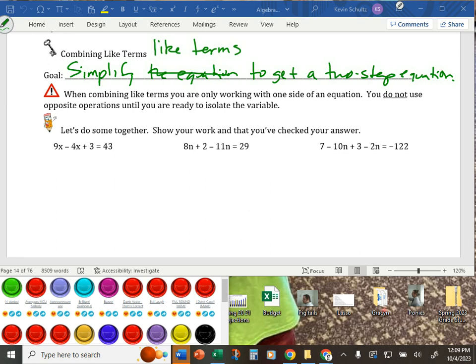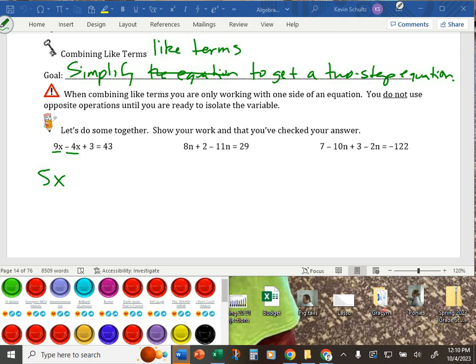And in that first one there, 9x minus 4x plus 3 equals 43, what are the like terms that we can simplify? Think back to PO61. What are the like terms that we can simplify? Josie? 9x and 4x, but remember that subtraction sign belongs to the 4x, right? So it's really 9x minus 4x, which is how many x's? 5. Okay? You have 9 of something, you subtract 4, you're left with 5.